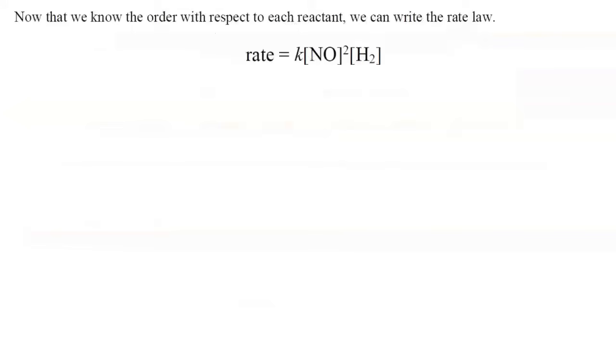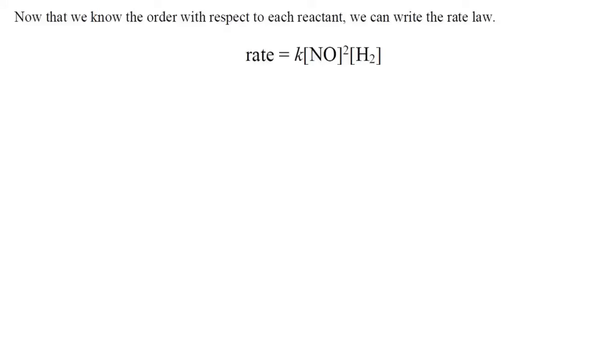Now that we know the order with respect to each reactant, we can write the rate law. So the rate law is rate equals little k, or lowercase k, which is the rate constant, times the concentration of nitrogen monoxide raised to the second power, because it's second order with respect to nitrogen monoxide, and then times the concentration of hydrogen raised to the first power, because it is first order with respect to hydrogen.